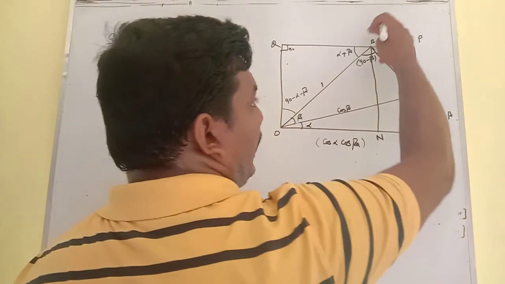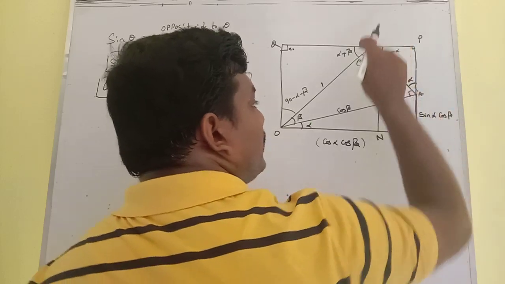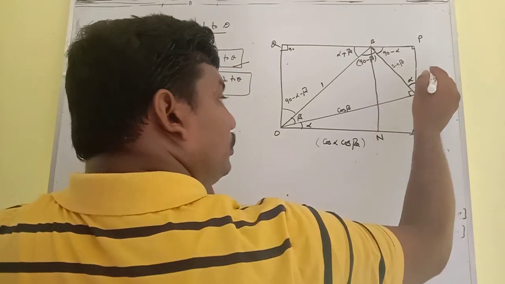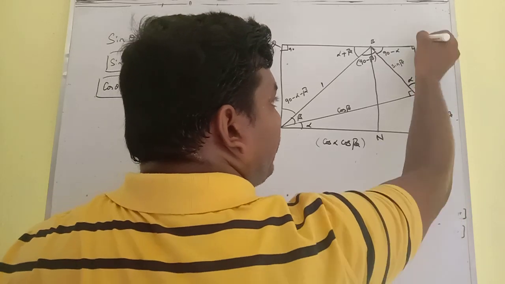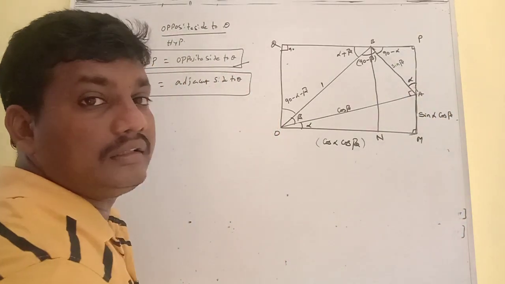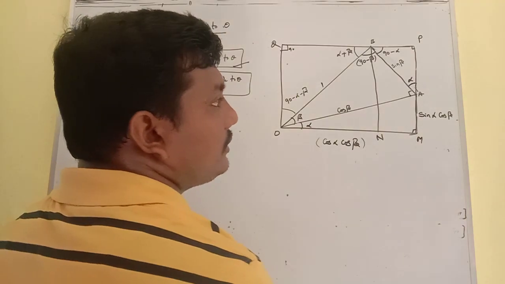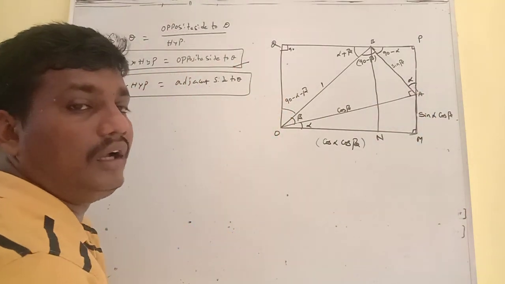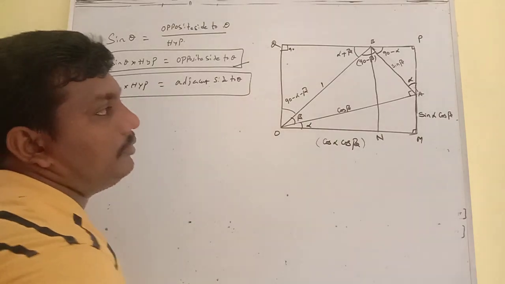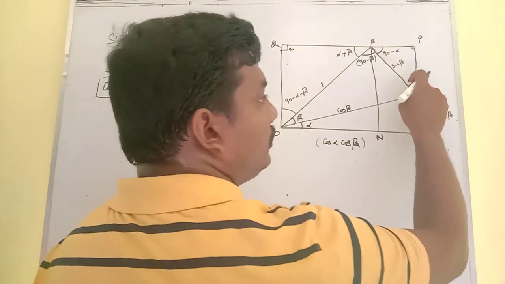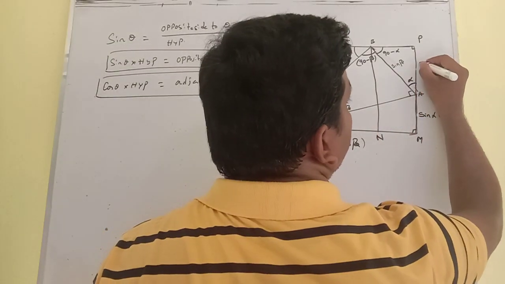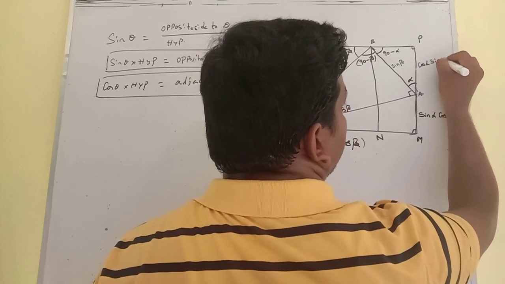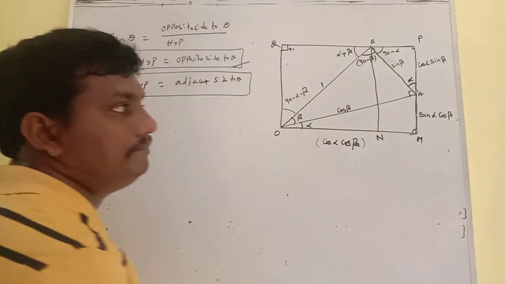Now, in this triangle APB, this is alpha. What about this side AP? AP is called the adjacent side to alpha. Whenever it is the adjacent side to alpha, we know the adjacent side formula is cos theta into hypotenuse. Hypotenuse is sin beta. This is cos alpha. This can be called cos alpha sin beta.